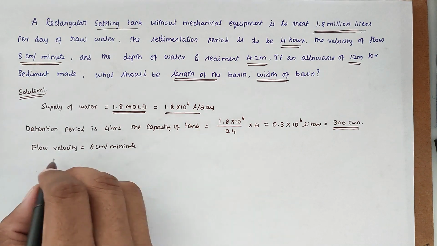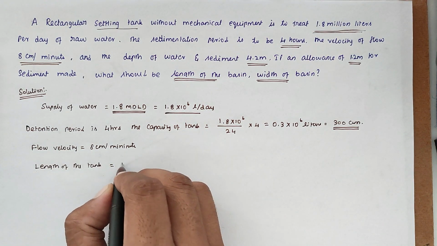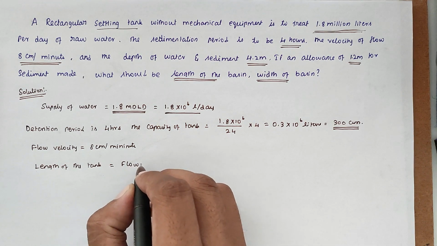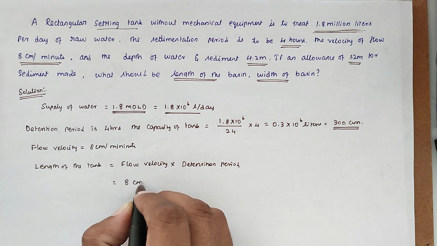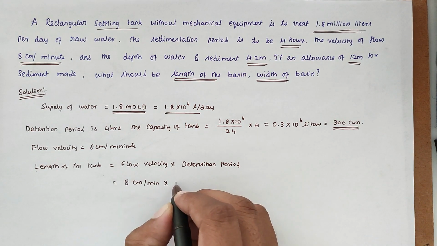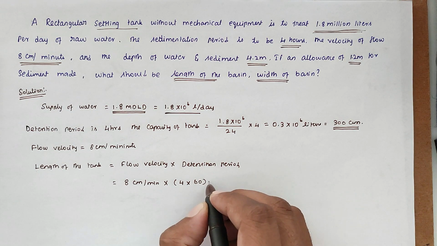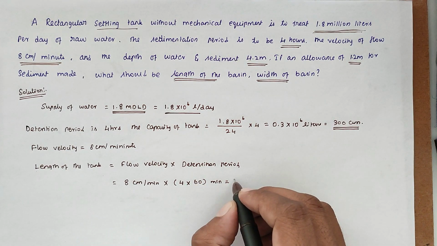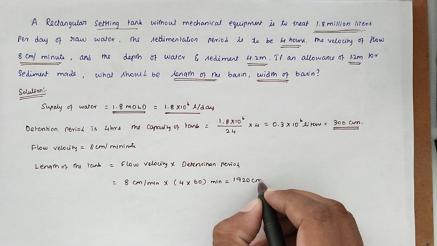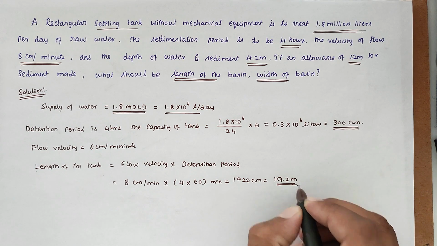Now we can take the length of the tank. Length of the tank is velocity into detention period. So flow velocity 8 centimeter per minute into detention period 4 hours; we can take it in minutes, so 4 into 60 minutes. Minute and minute will be cancelled, so 1920 centimeter is the answer, that is 19.2 meter. So this is the length of the tank.